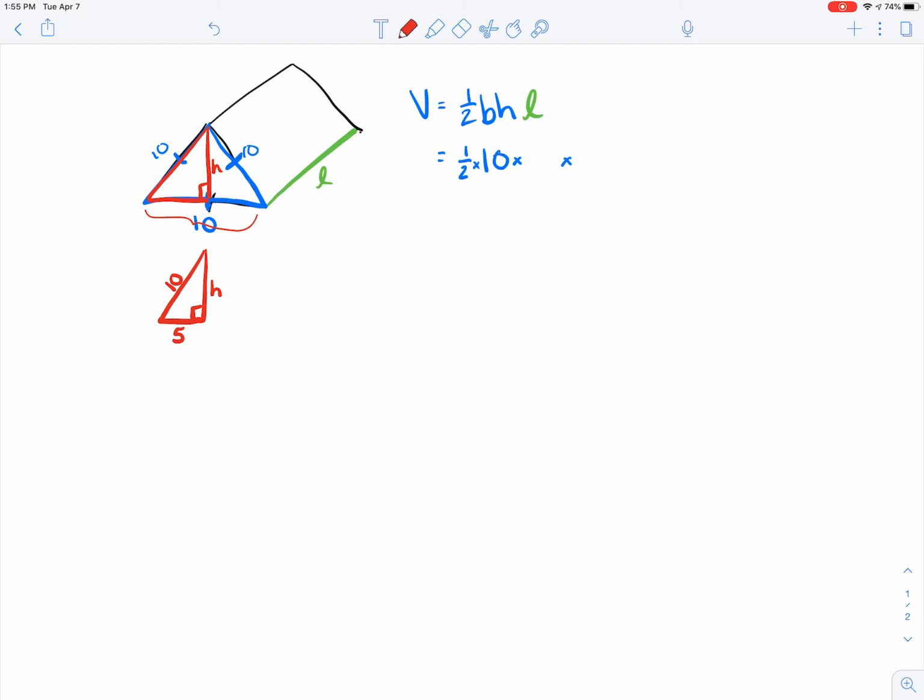From this triangle now, to find the height, I need to use Pythagorean theorem. Remember, in Pythagorean theorem, the 5 and the h would stay together. 5 squared plus h squared is 10 squared. And you'd work through Pythagorean theorem. 5 squared, 25. 10 squared, 100. So the height squared is 75. The height would be the square root of that.